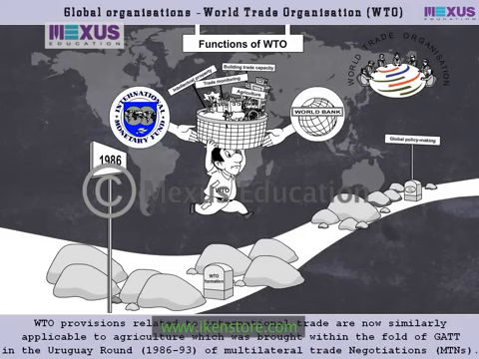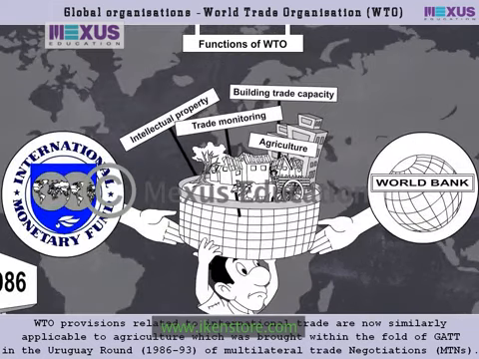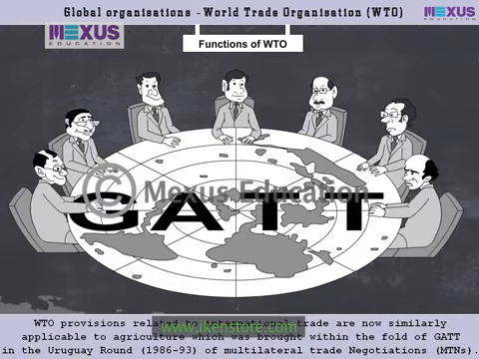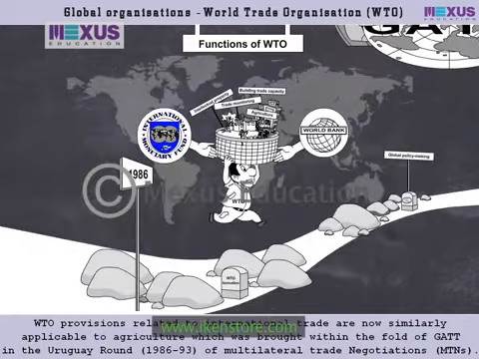WTO provisions related to international trade are now similarly applicable to agriculture, which was brought within the fold of GATT in the Uruguay Round 1986 to 1993 of multilateral trade negotiations or MTNs.